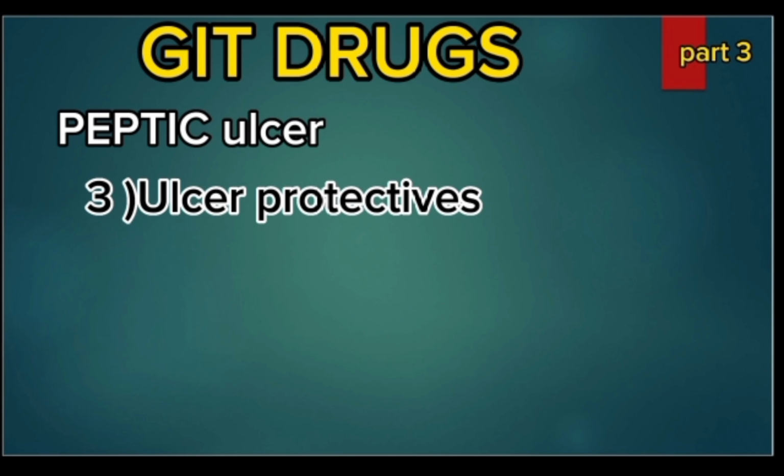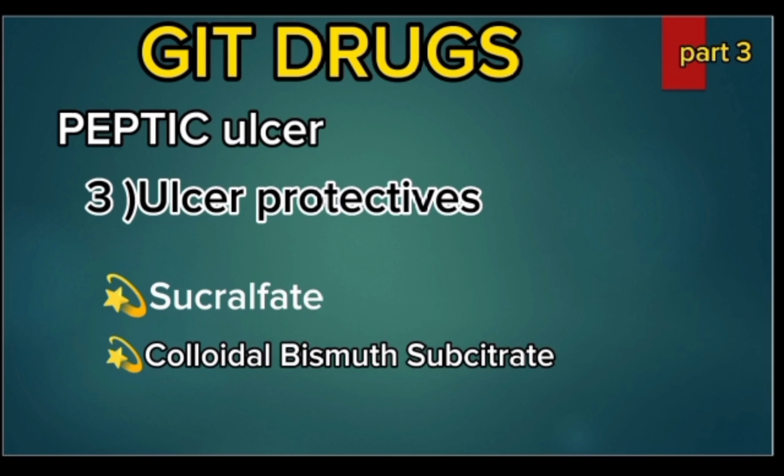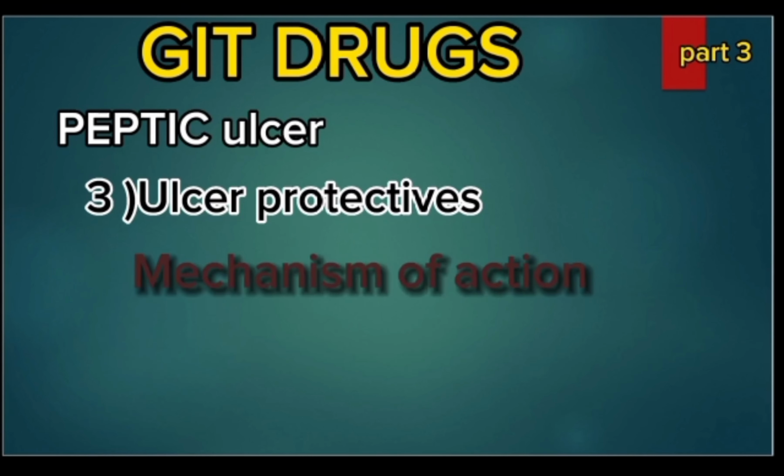Another type of drug is called protectants, or ulcer protectives. These are drugs that basically protect the damaged tissues from further destruction by gastric HCl. They include sucralfate and colloidal bismuth subcitrate. These are the two drugs that protect the ulceration from further destruction. The mechanism of colloidal bismuth subcitrate is not well established, but sucralfate has a known function.